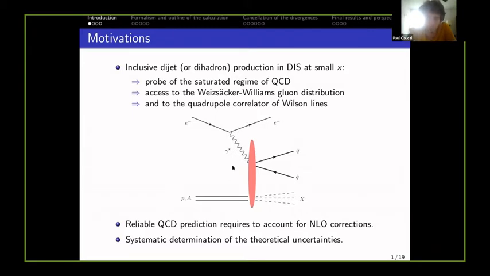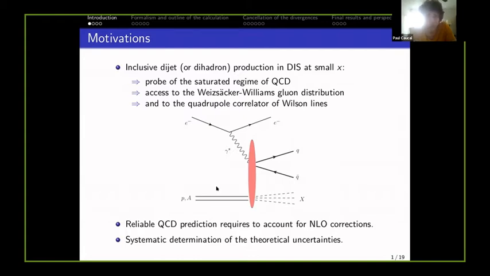I would like now to argue that it's important to go beyond the leading order results because any reliable QCD prediction requires accounting for the next-to-leading order correction, especially because it gives access to systematic theoretical uncertainties from the NLO corrections.